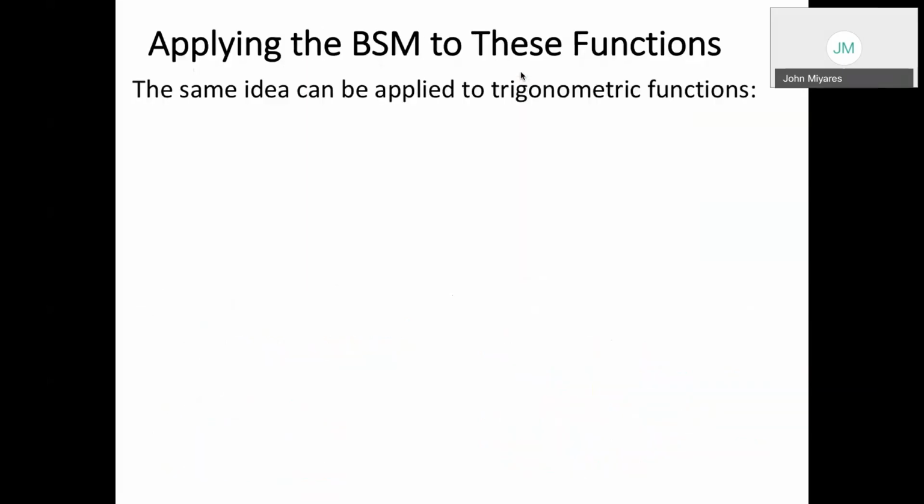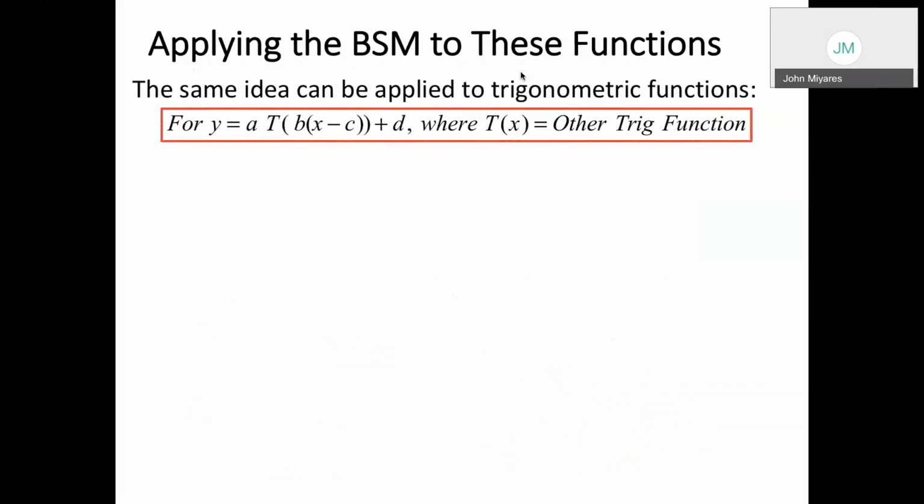If you were asked to transform tangent, cotangent, secant, and cosecant functions, the basic shape method we looked at in the last section will generally apply as expected. Let's define our function t of x as one of the four trigonometric functions that are not sine or cosine. So t of x could be tangent, cotangent, secant, or cosecant.